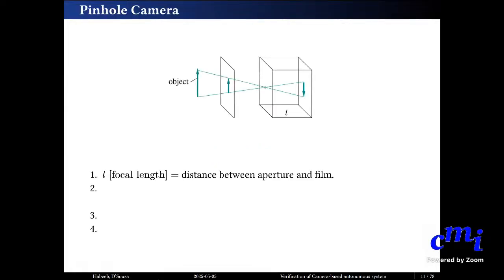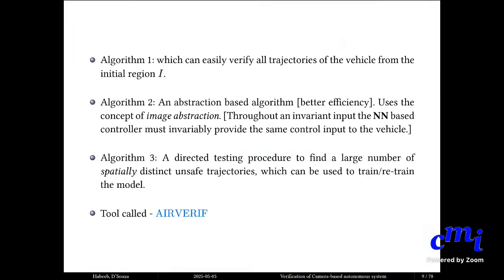So this is a pinhole camera. I have one question on the previous slide. When you say the first two are verification methods, in the sense that when they are done and say successful, it means that it is safe, whereas the third algorithm just identifies some unsafe trajectories. The first two, if they fail, do they give a counterexample trajectory or not?